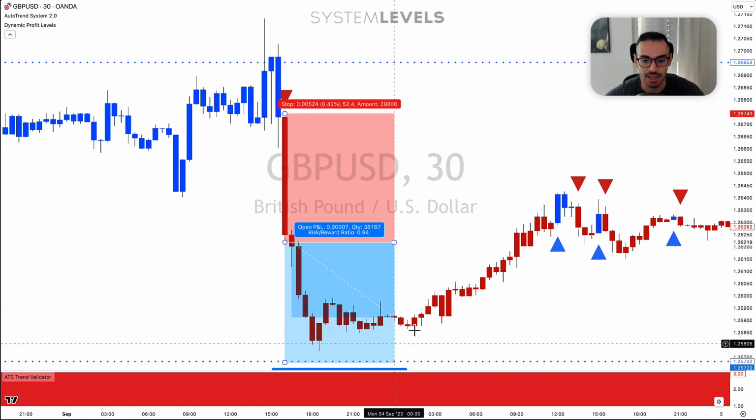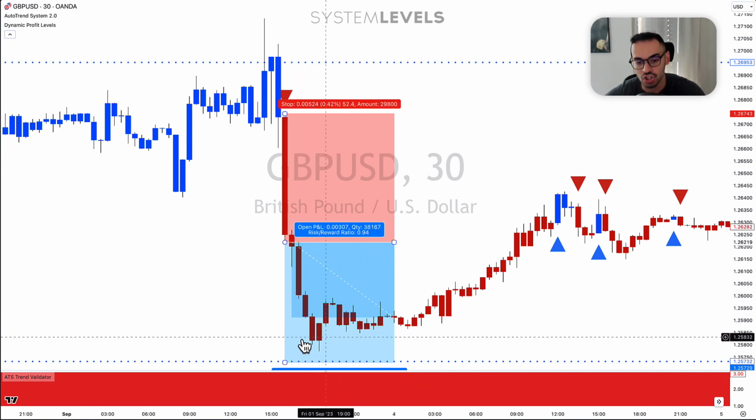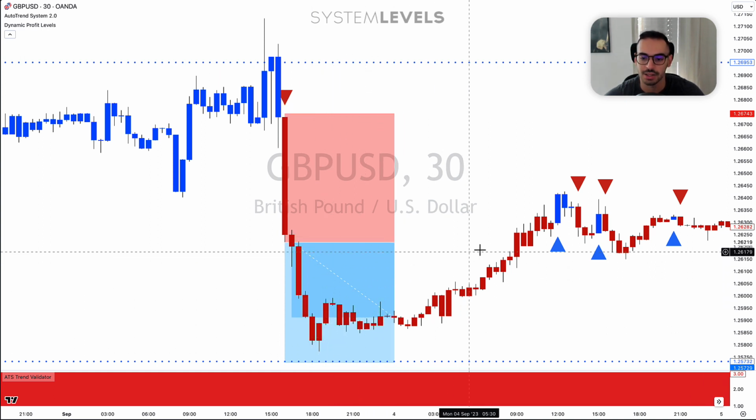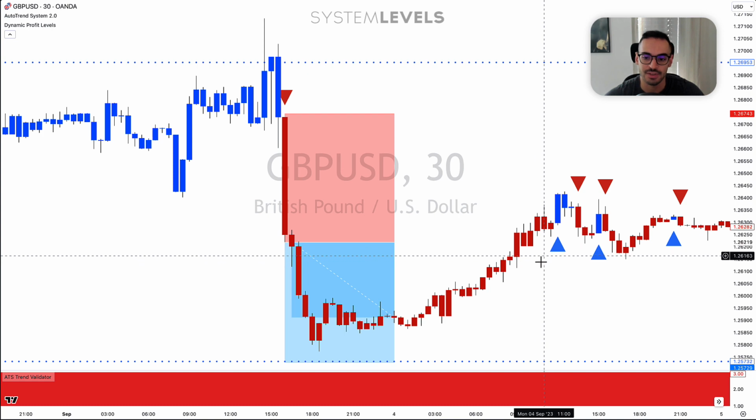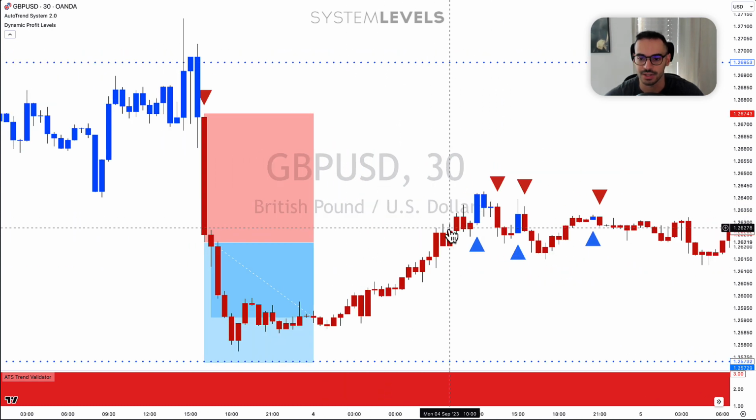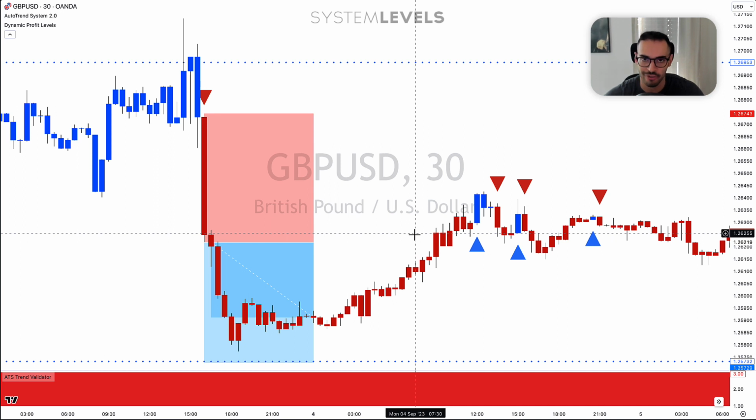Obviously, as you can see, we did not end up reaching this profit target. Price reversed before that and went up and gave us another trend change. So what do we do there? Let's see how I would have managed this trade in real time.